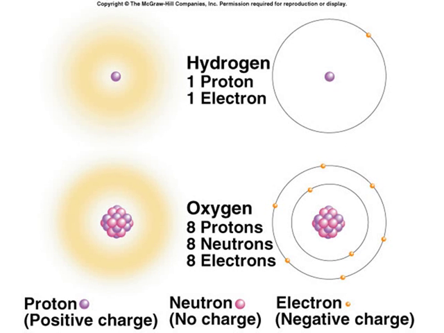If an atom has the same number of protons and electrons, will it carry a charge? Why? Because the positive cancels the negative out. If you have 8 positive charges and 8 negative charges, they cancel each other out.